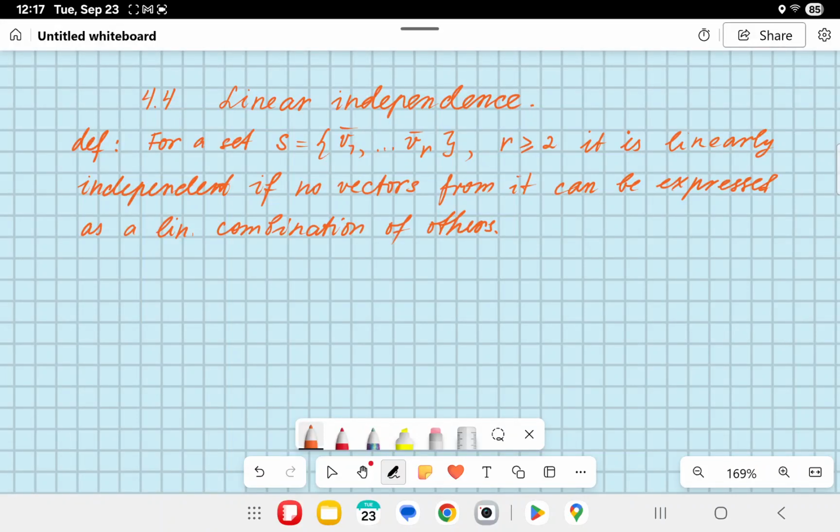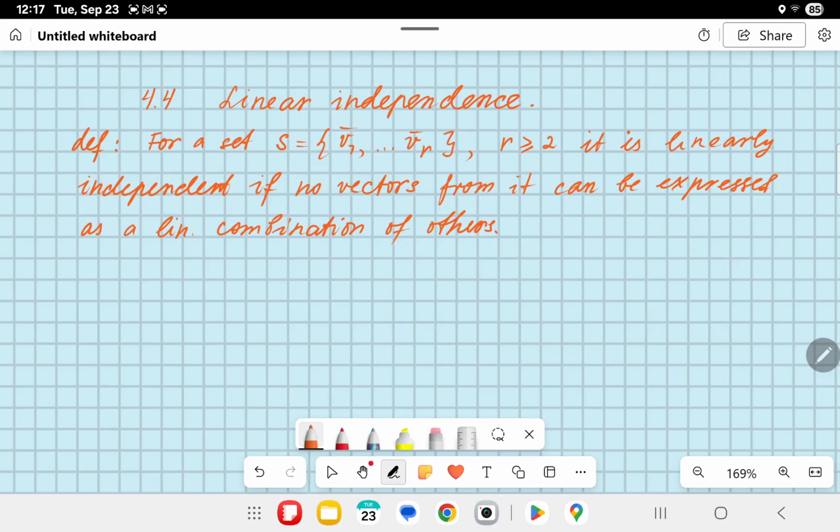Hello everyone, we are moving to section 4.4, linear independence. So we already know that we can build sets from vector spans, right? Now, let's talk about the vectors themselves in that set and set up a new definition.